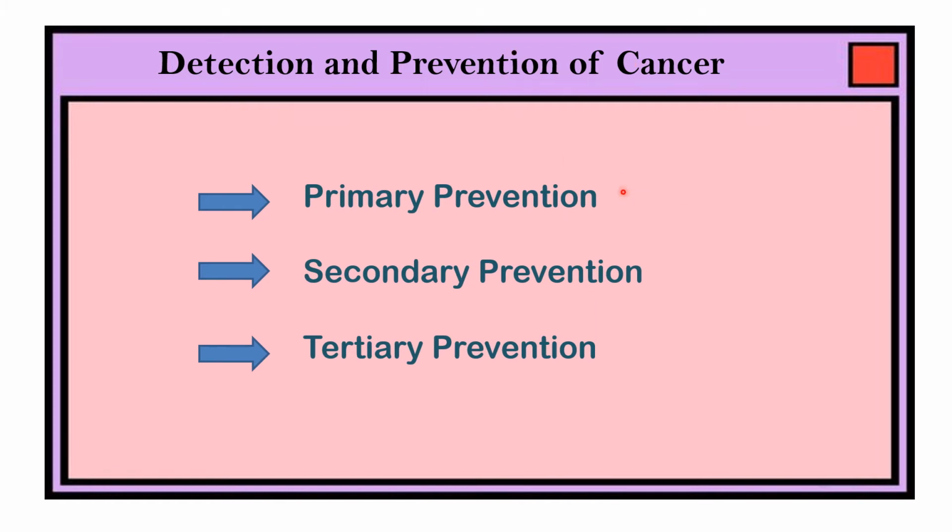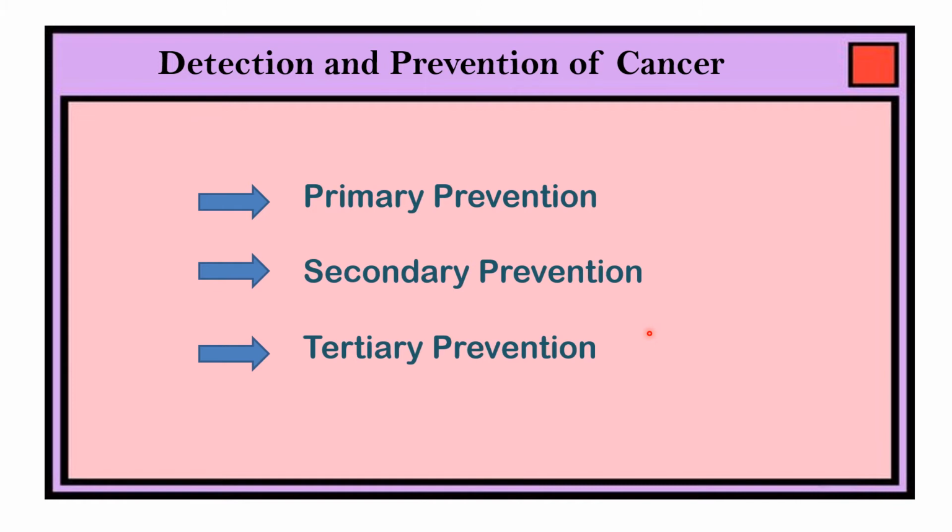For secondary prevention, it involves screenings and early detection activities that seek to identify precancerous lesions and early-stage cancer in individuals who lack signs and symptoms of cancer. So we know that detection of cancer at an early stage may reduce the cost, the use of resources, and the morbidity associated with advanced cancer.